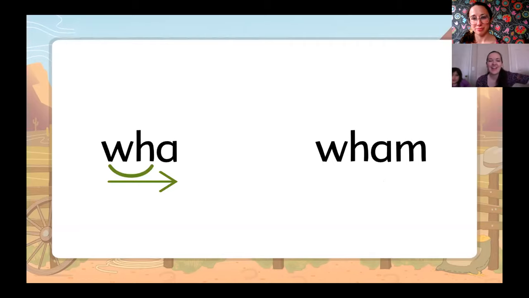All right, last one that we're going to work with, we have the W-H-A slide with the M on the end. We're going to build a word. So W-H is a digraph and A is our vowel. The slide says "wha," and the word is wham. What does wham mean? Wham is like, if you hit something, it makes a noise, right? So I will wham the desk or something like that if you wanted to. Can you think of something else with that, Jillian?